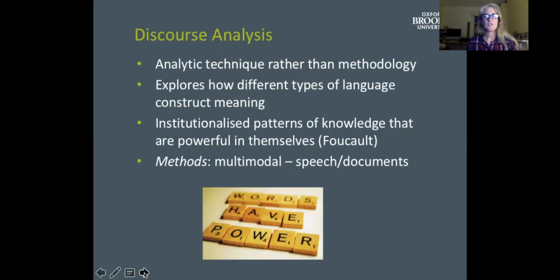And then we have discourse analysis. This specifically looks at how language constructs meaning. So it's more of a data analysis approach than a methodology per se. A discourse analysis highlights how there are accepted cultural ways of being and patterns of knowledge that are powerful in themselves. And this approach mainly comes from the work of Foucault.